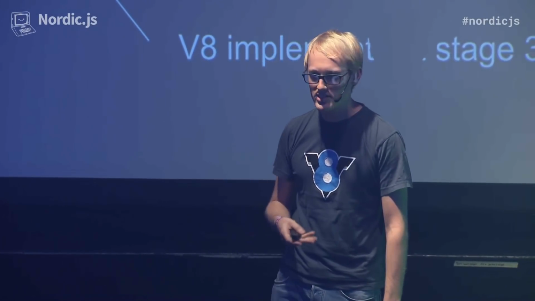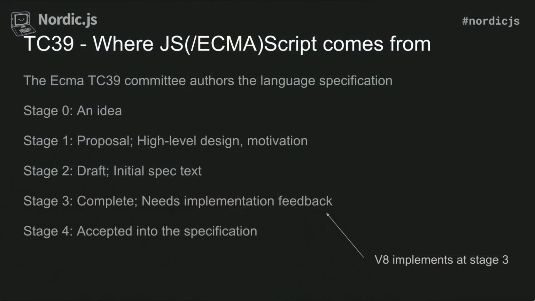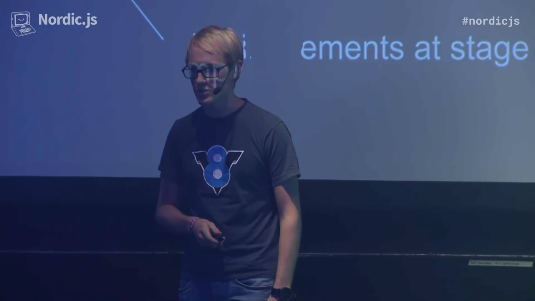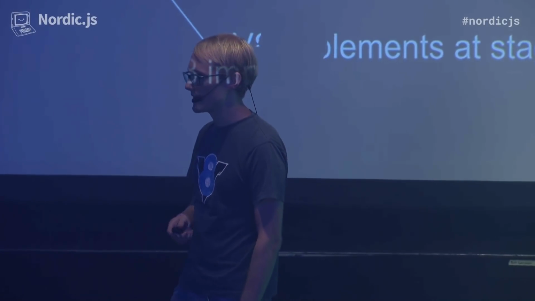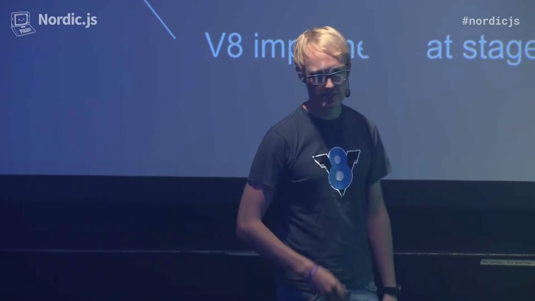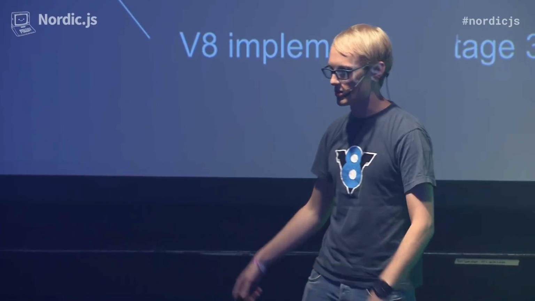OK, so stage 0 is an idea. So if you have an idea for JavaScript, you're like, I really want this thing in the language, then congratulations, that's stage 0. Stage 1, you have to write some stuff on GitHub, and it sort of gets gradually more complicated from there. But the stage you probably care about is stage 3, which is where we actually implement that feature in Chrome and in V8 most of the time. And stage 4 means it's accepted into the specification, and this is sort of the language you know.